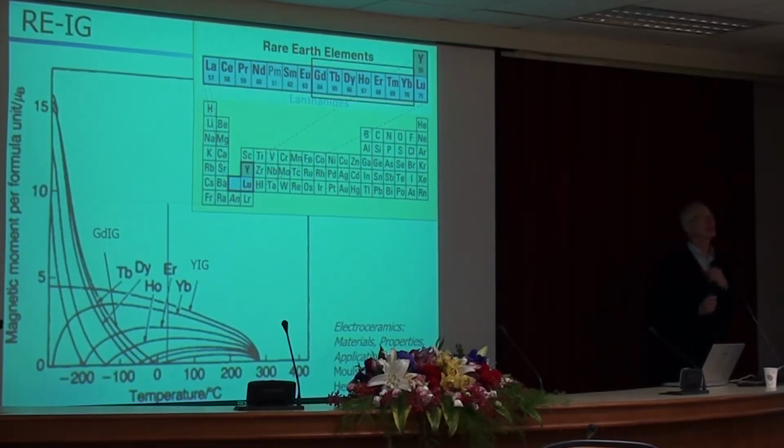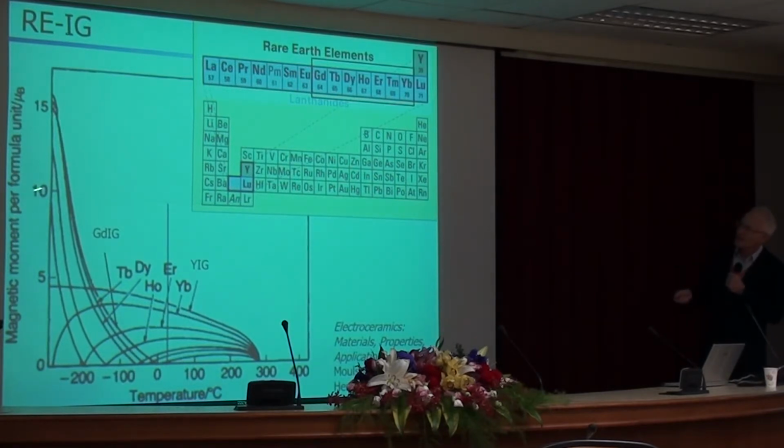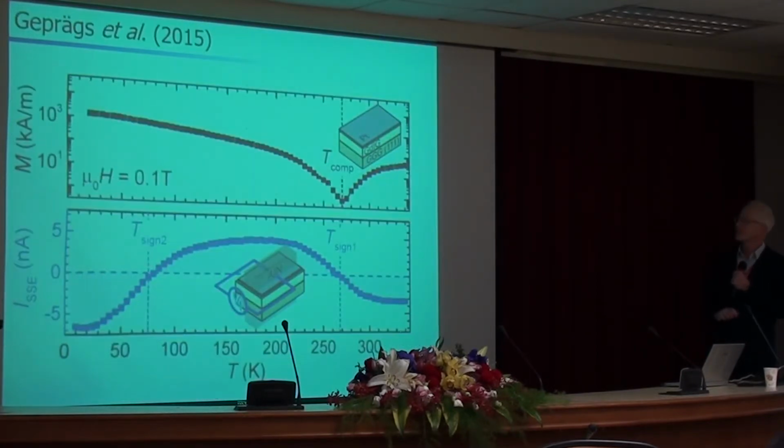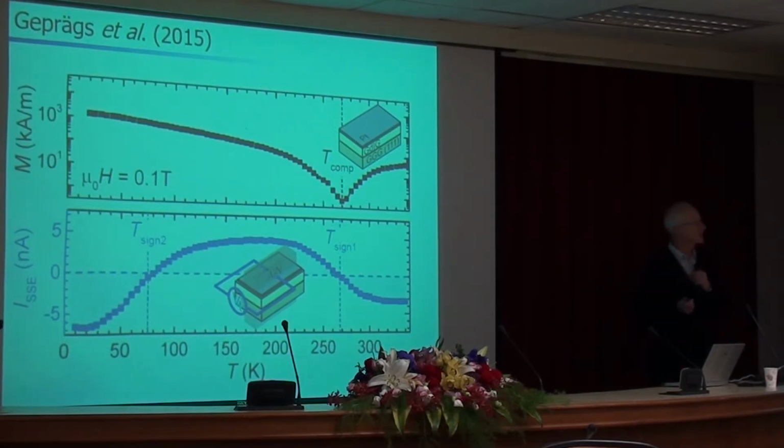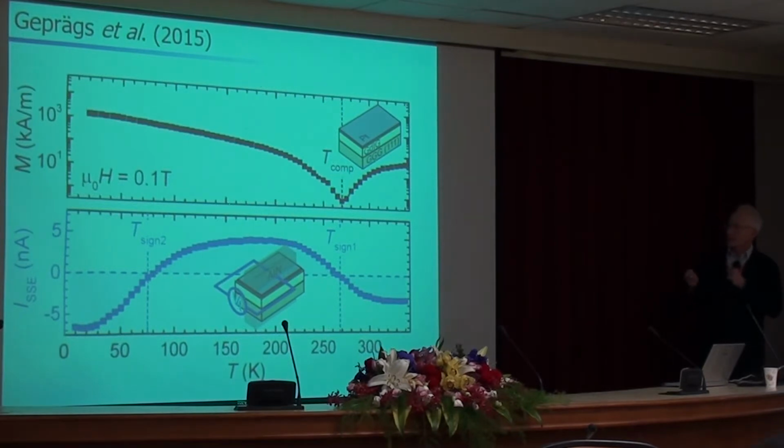Because these materials have the phenomenon of compensation. As a function of temperature, there is a point at which the magnetization here goes to zero. Now these are experiments, and this paper by Geprägs et al. is a collaboration between experimentalists and theoreticians from many groups, and Sendai is one of them. Now this is the result of one of the groups. I forgot exactly what group it was, but you see that the magnetization indeed goes to zero at a certain temperature.